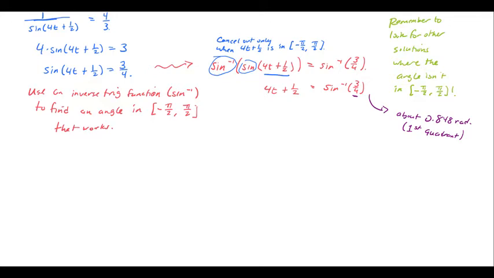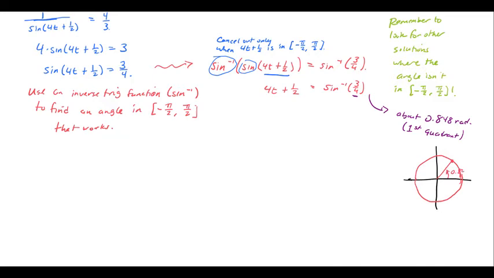But when we think about the unit circle, where else could we expect to find an angle whose sine is 3/4? There's the one that we just found in the first quadrant. Sorry, crappy circle. So we found this one.